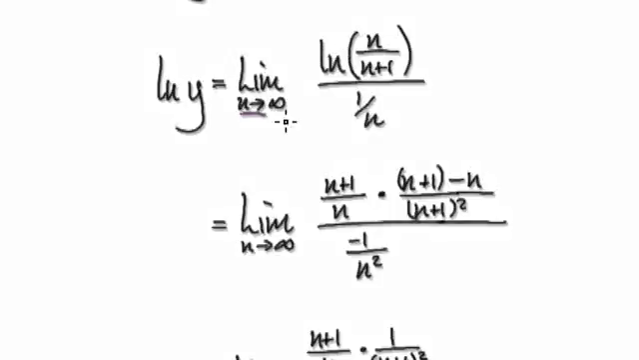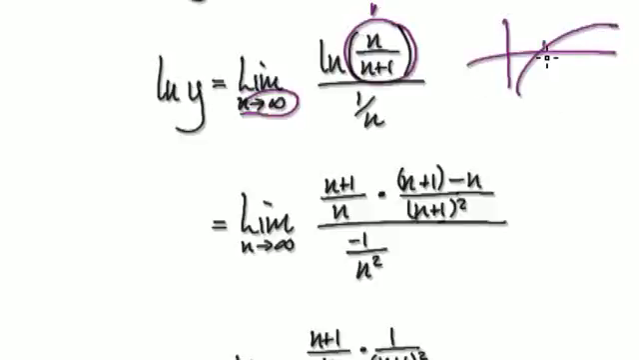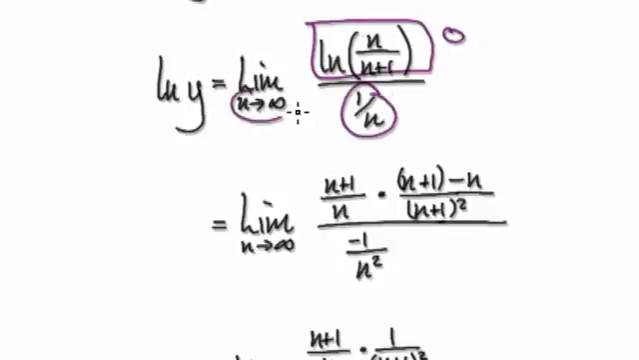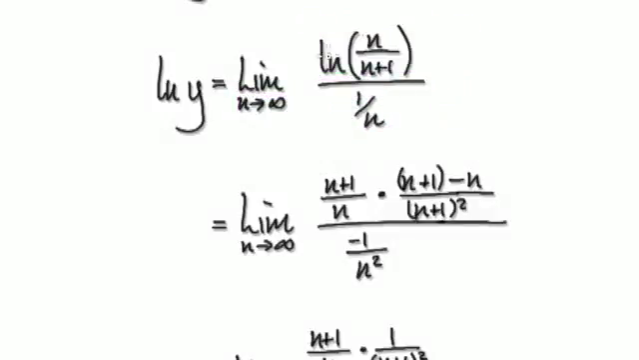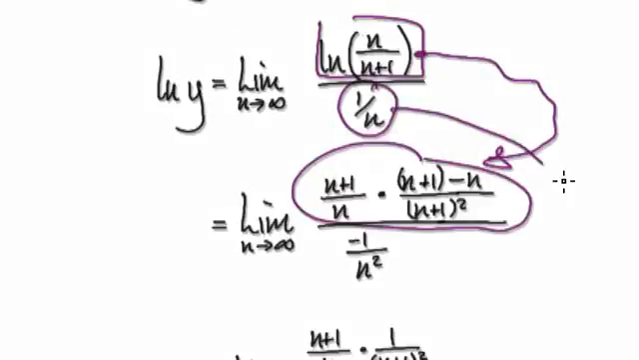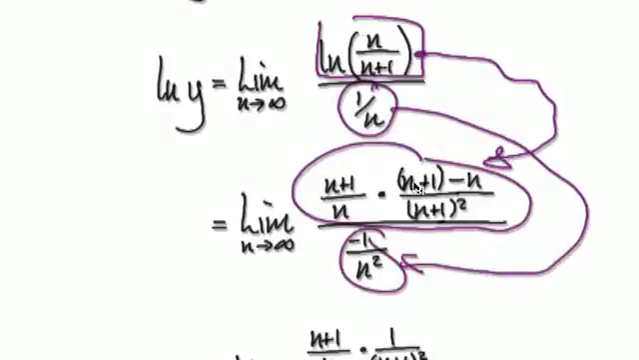So now looking at this, as n heads towards infinity, this thing here wants to be 1. Natural log of 1 is 0, so this whole thing here wants to be 0. This thing here, as n tends to infinity, wants to be 0. So you've got 0 over 0. It's an indeterminate form, so you can use L'Hopital's rule. Differentiate this, that will give you this. Differentiate this, that will give you this.